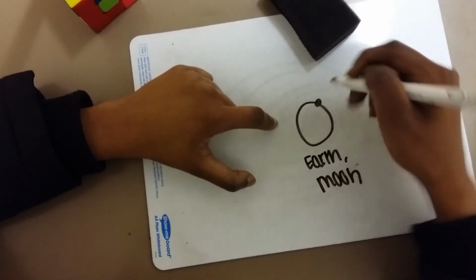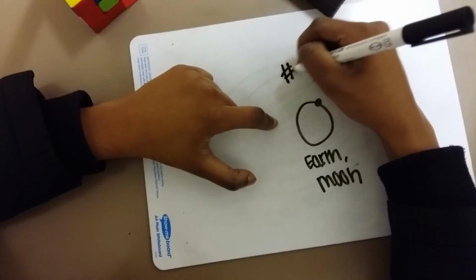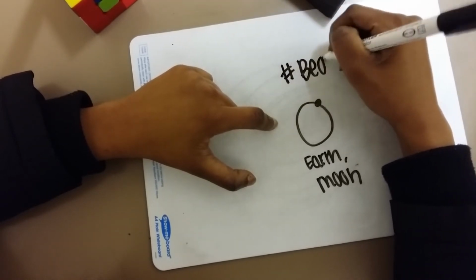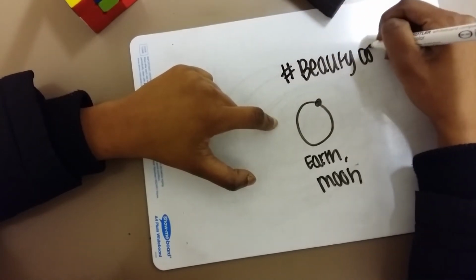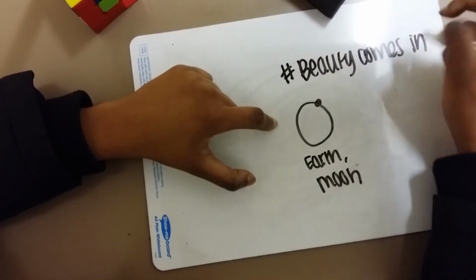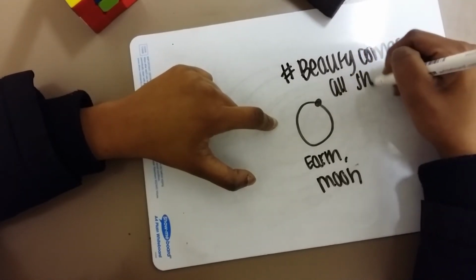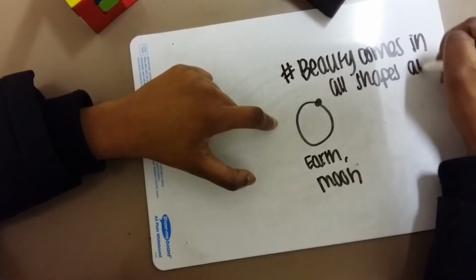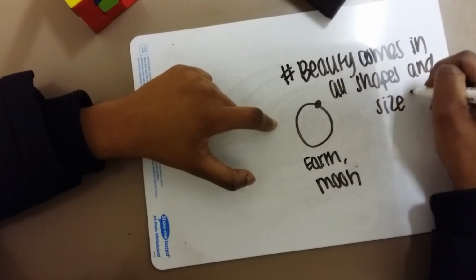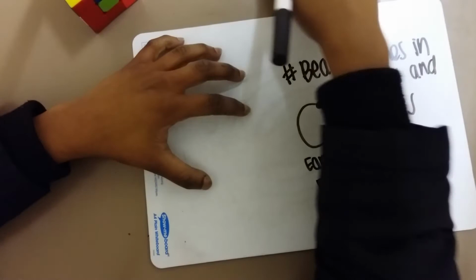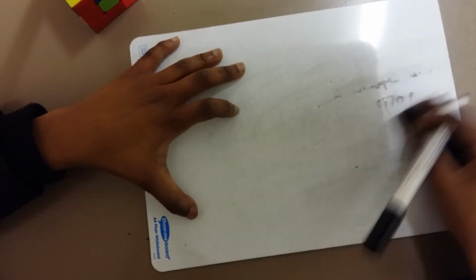And then we have, well, it's because beauty comes, hashtag beauty, comes in all shapes and sizes. Not just perfect circles. Okay, sorry, that just had to happen.